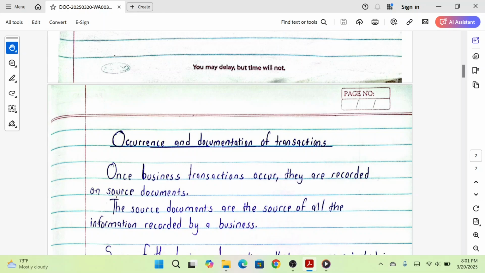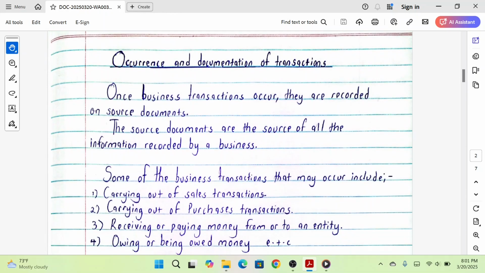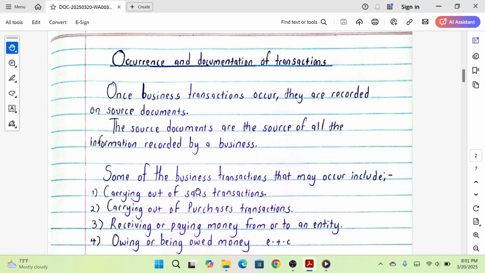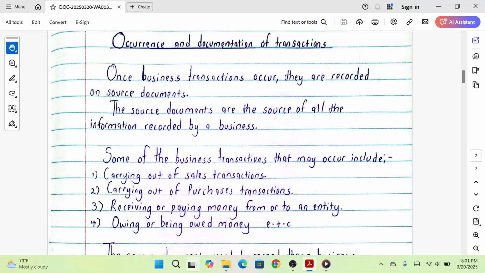recorded on source documents. The source documents are the source of all information recorded by a business. Some of the business transactions that may occur include carrying out sales transactions, carrying out purchase transactions, receiving or paying money from or to an entity, owing or being owed money, and so on.